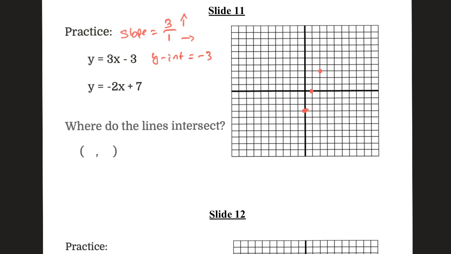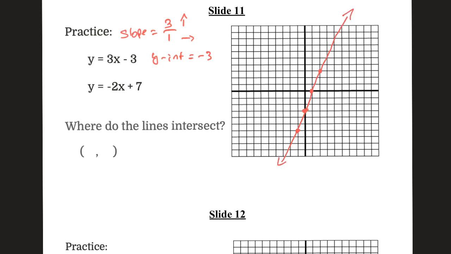Then I'm going to give myself one more point on the other side. Instead of going up this way, I'm going to backtrack one just in case. The way we backtrack is I do the opposite of what the slope tells us. So instead of going up 3, I'm going to go down 3, and instead of going to the right 1, I'm going to go to the left 1. That's how we back up. Alrighty, and now I can graph my line here.